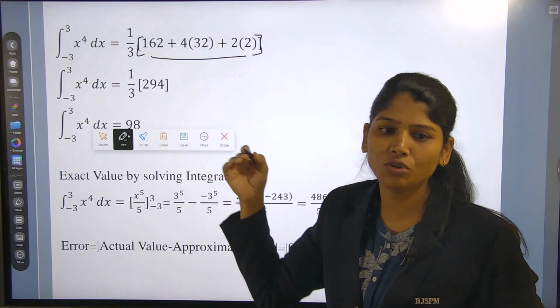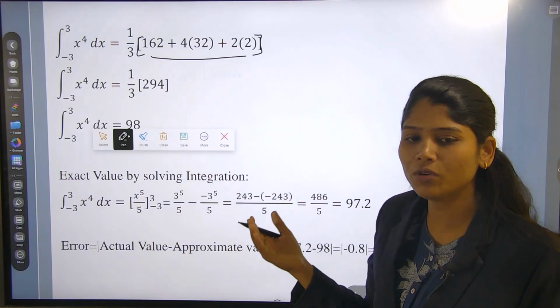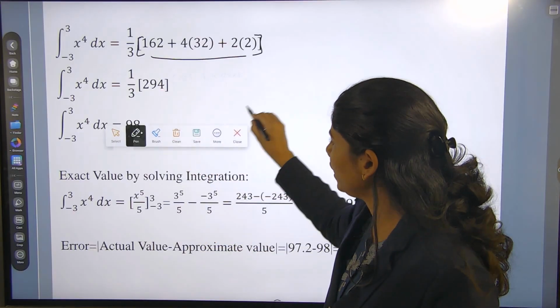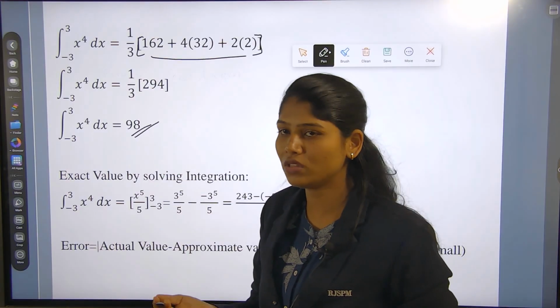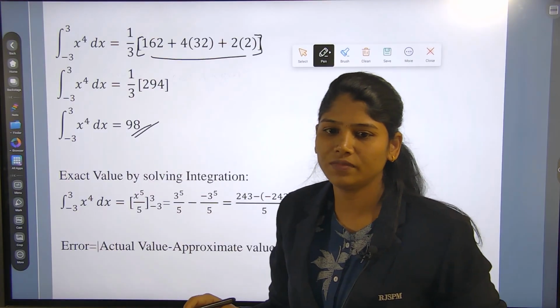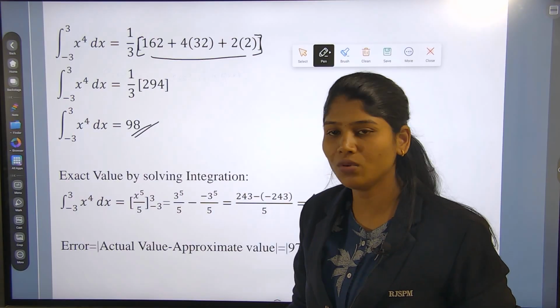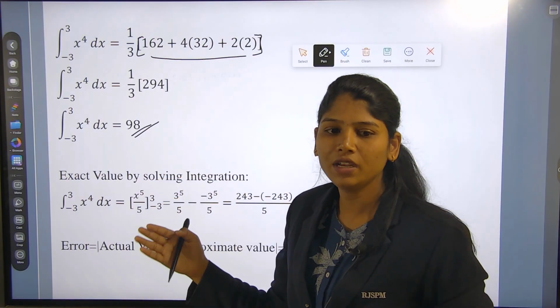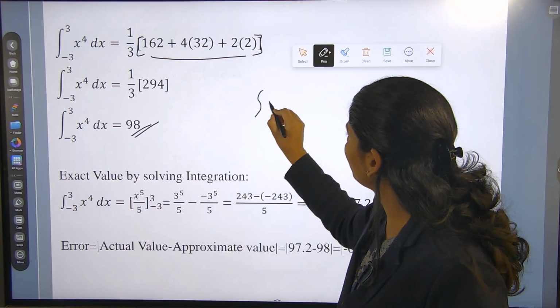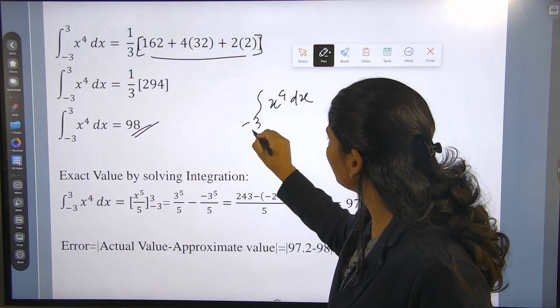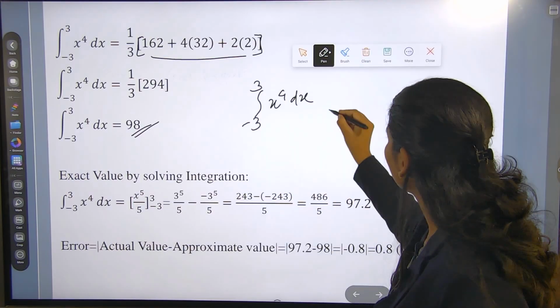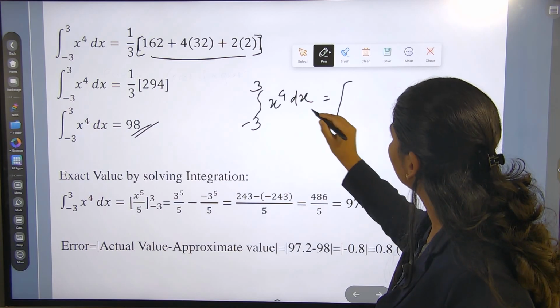So 1/3 into 294. So 294/3 is 98. So this is your approximate value by Simpson's 1/3 rule. जैसे मैंने बताया एरर फाइंड आउट करना होगा तो आप ये 3 स्टेप करेंगे. डायरेक्टली फाइंड आउट इंटीग्रेशन ऑफ x⁴ dx. The interval is given -3 to 3. So we get here x⁴.